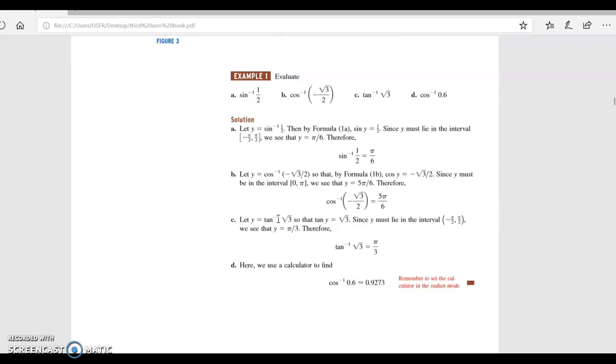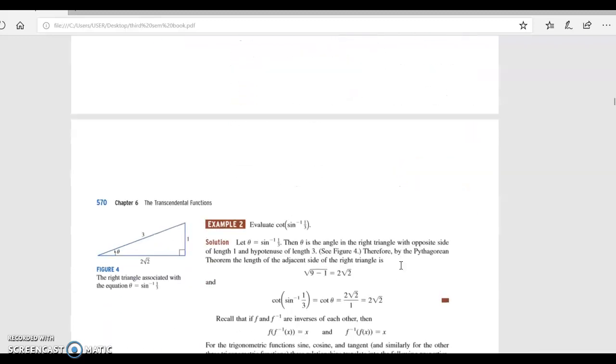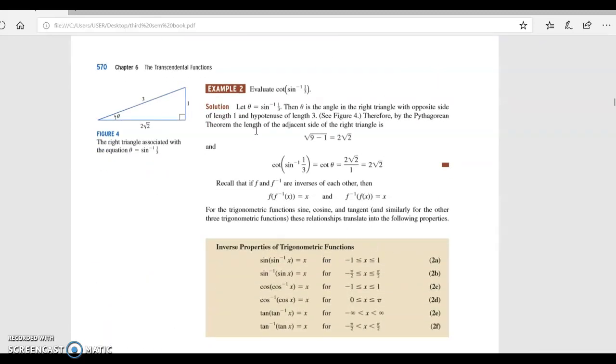Let y equal to tan inverse root 3, so that tan y equal to root 3. Since y must lie in the interval minus pi by 2 to pi by 2, we see that y equal to pi by 3. Therefore, tan inverse root 3 equal to pi by 3. For these we don't need a calculator. It is very easy actually. The next question we have to discuss once more.